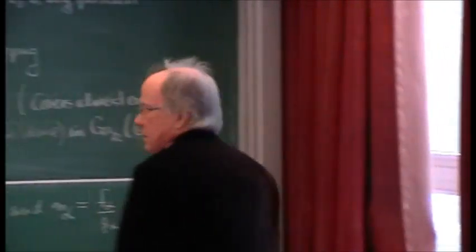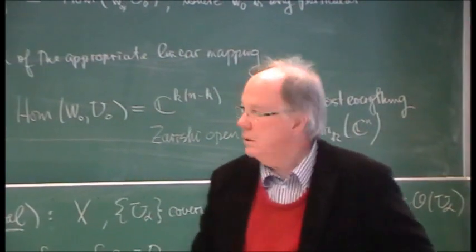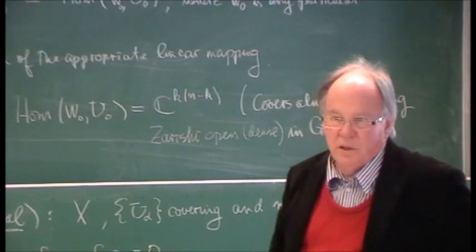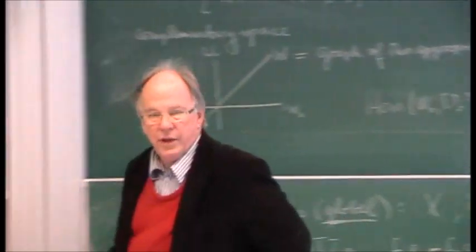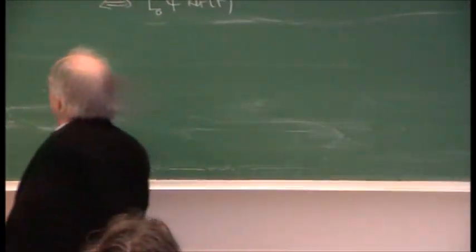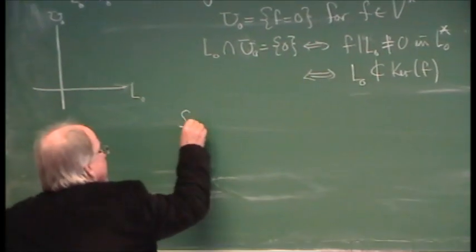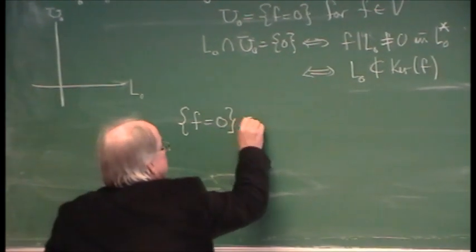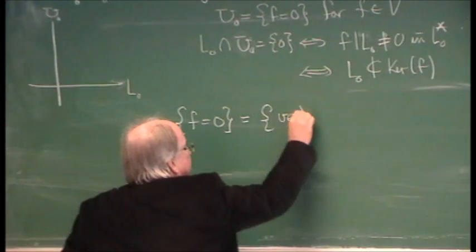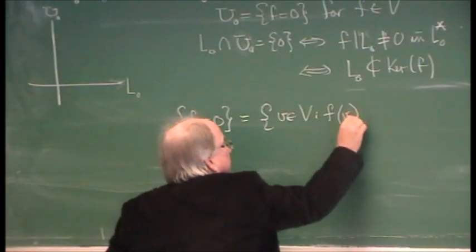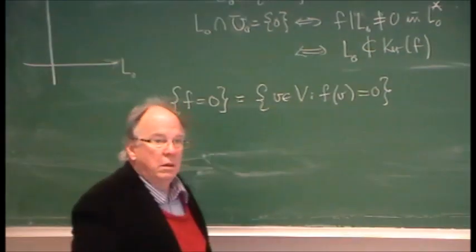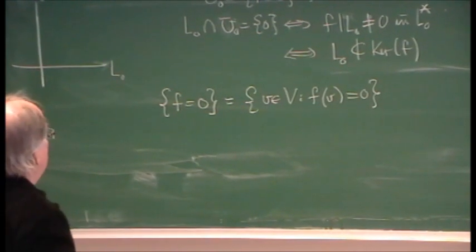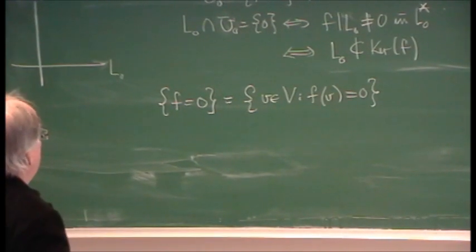But Professor, what does the notation mean, the set of f equals 0? Oh, the notation f equals 0. Yes, thank you, this is my private notation. This is the set of vectors v in V so that f of v equals 0. But since f is in the dual space of V, then U0 has nothing to do with L0. I think it's strange for me.